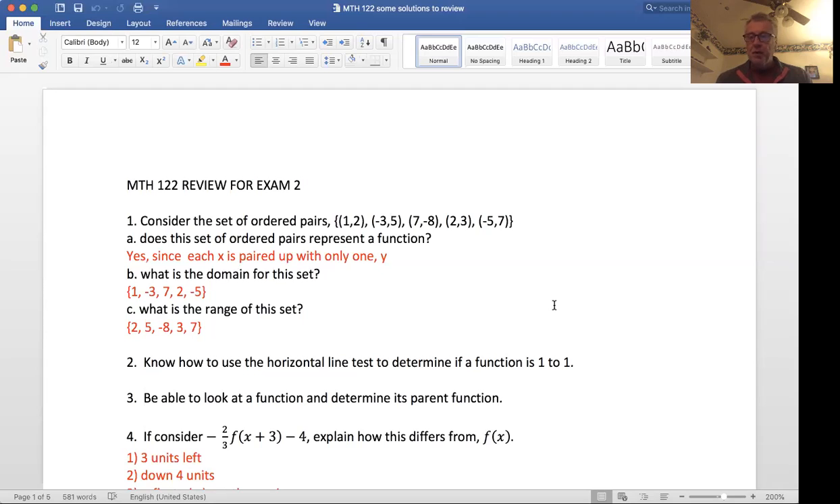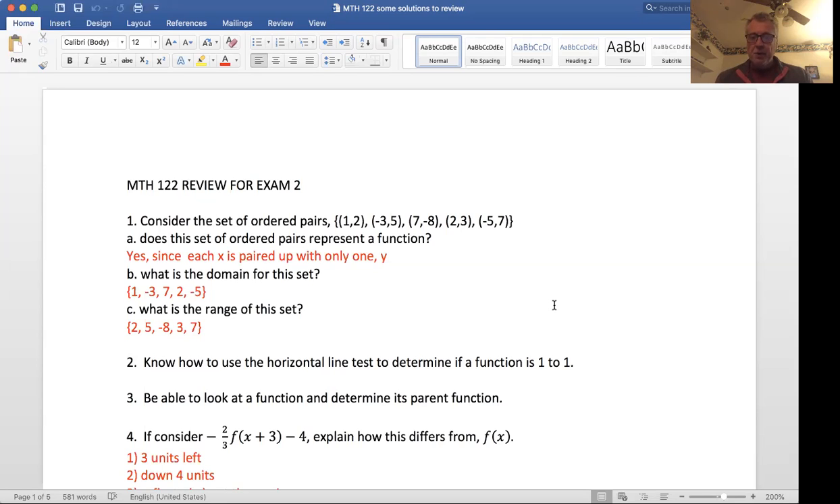So to be one-to-one, we first determine it's a function from x to y. Then is it a function going back from y to x? Well, let's take a look. 7 is paired up with minus 5. And that's the y value of 7. There's no other y value of 7 paired up with anything else.